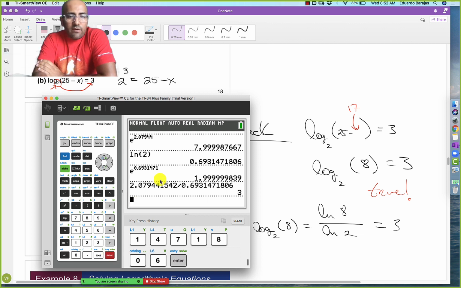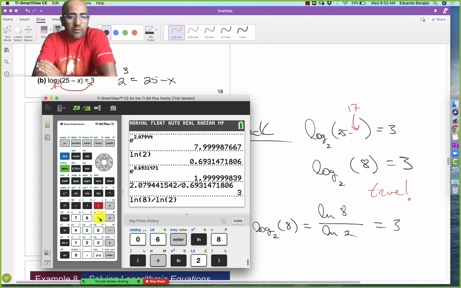Okay, well, we could have just saved ourselves a lot of the trouble here. I was just trying to point out what these decimals really represent. But really, we just type it all in one sweep. Ln of 8 divided by ln of 2. And we see we get an answer of 3.